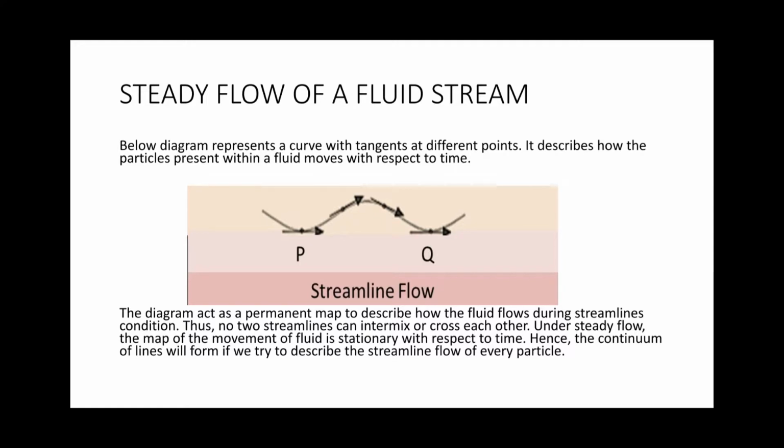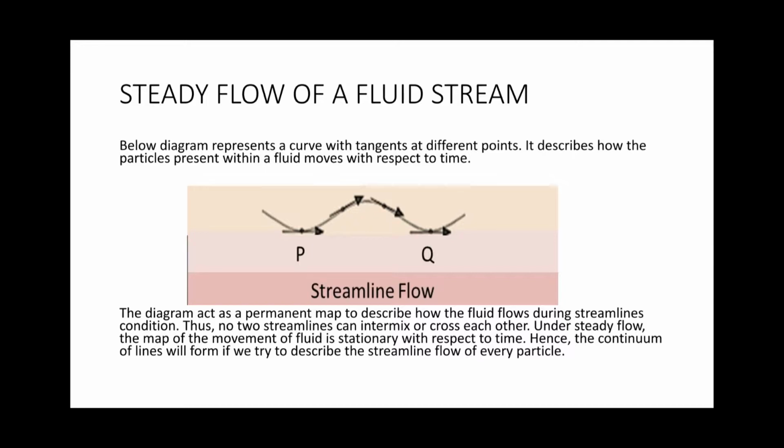Here's the diagram for steady flow. Below, the diagram represents a curve with tangents at different points. It describes how the particles present within a fluid move with respect to time. As you can see, the flow is constant from one point to another. The diagram acts as a permanent map to describe how the fluid flows during streamline conditions.